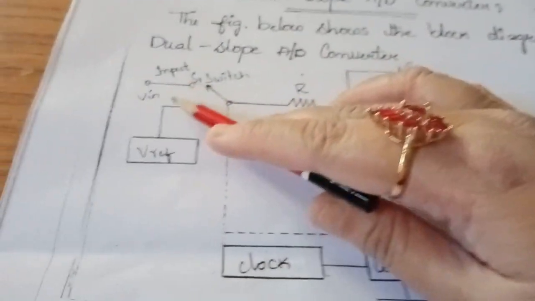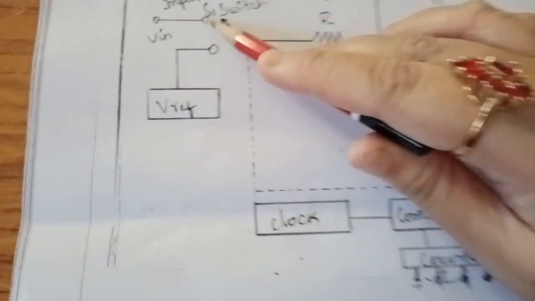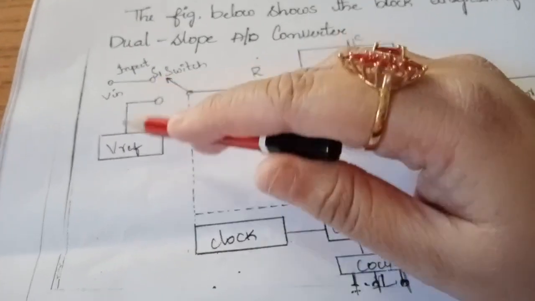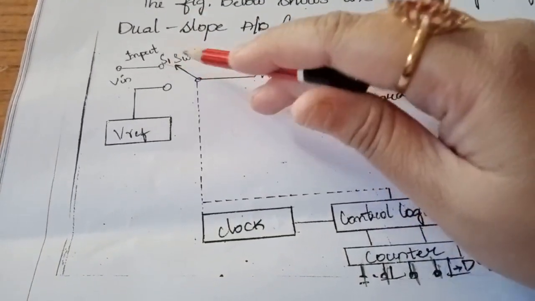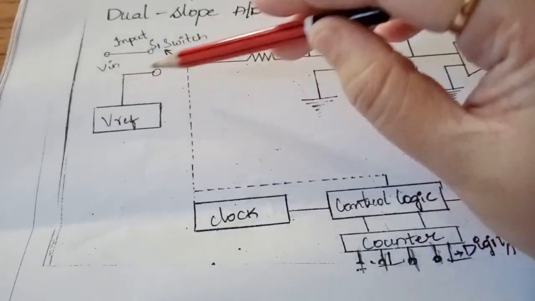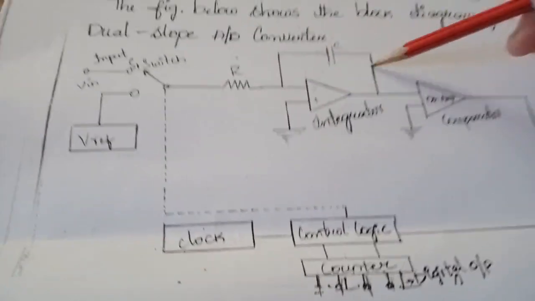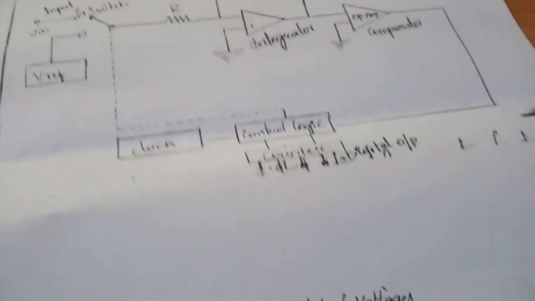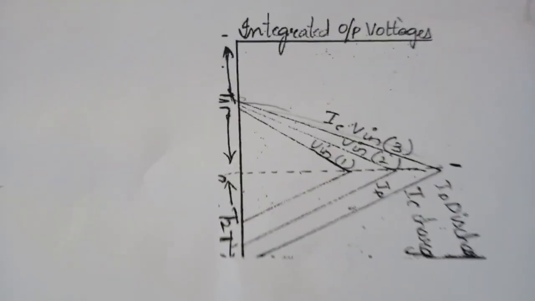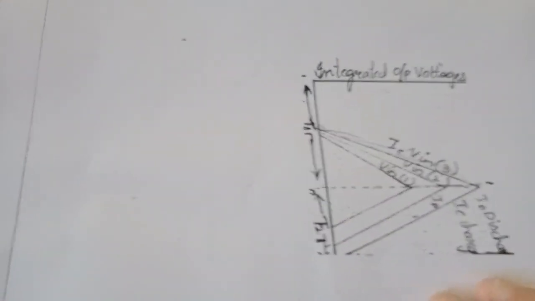Now see, when the input is connected to the VIN, VIN means variable input, where we can change the input. V reference means what? Input is fixed. So when the switch is connected to VIN, it will pass to the integrator. In the integrator, the capacitor will start charging. When the capacitor is fully charged till the highest peak, you can see it charging till here in the diagram.